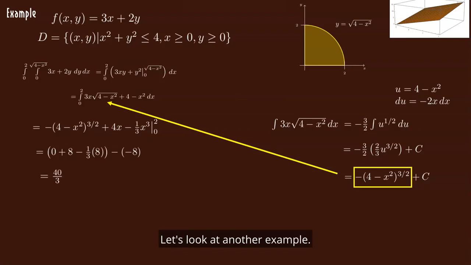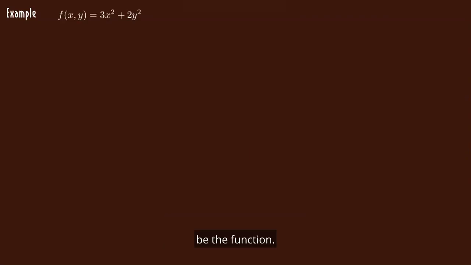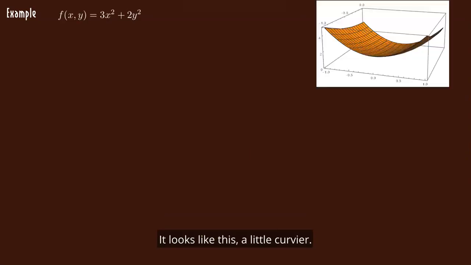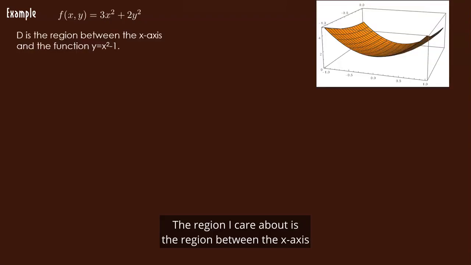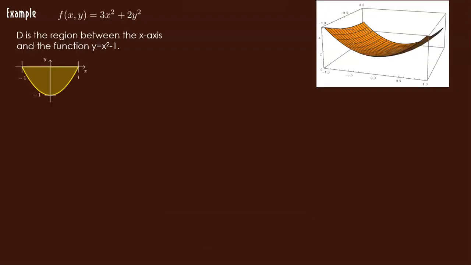Let's look at another example. Suppose this time I want 3x squared plus 2y squared to be the function. It looks like this, a little curvier. The region I care about is the region between the x-axis and the function y equals x squared minus 1. And that looks like this.